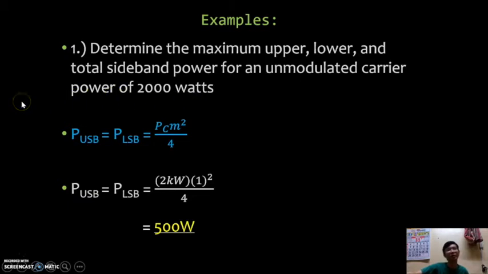So to get the sideband power, you must use this formula: P sub USB is equal to P sub LSB is equal to P sub C M squared over 4. Substitute correspondingly. P sub C is 2 kilowatts. M is 1. And we get that the corresponding upper sideband and lower sideband power is 500 watts.